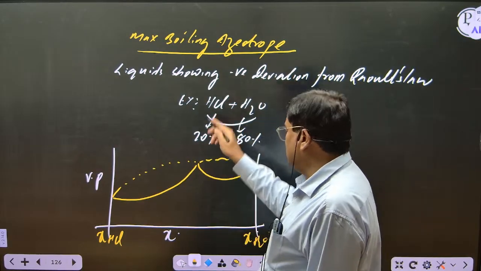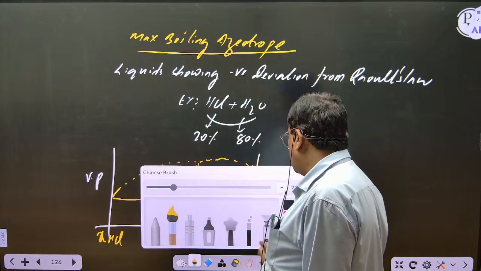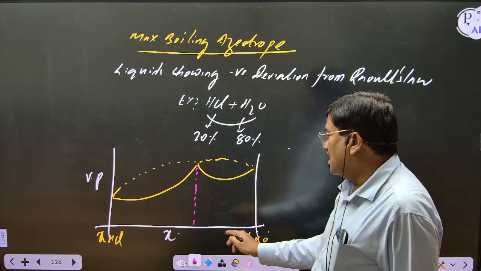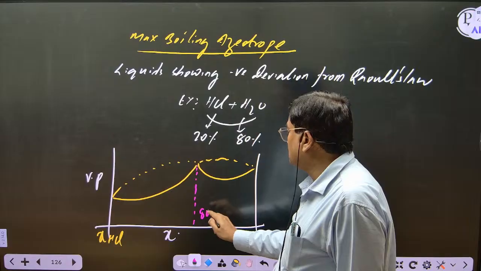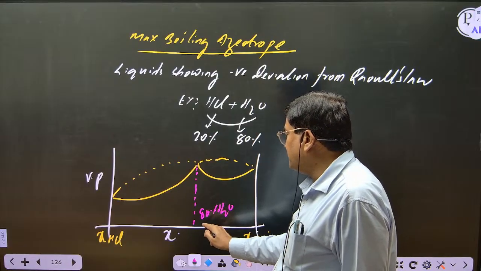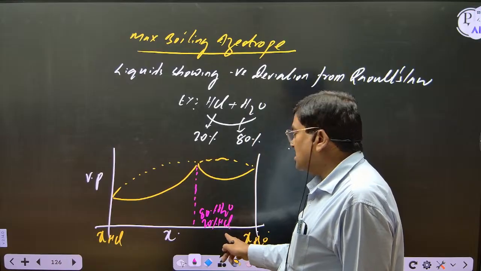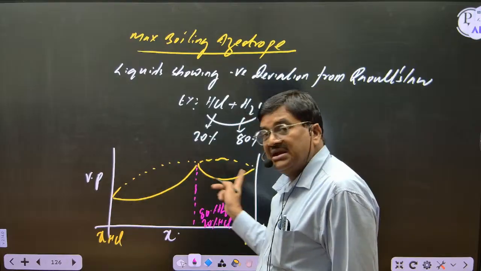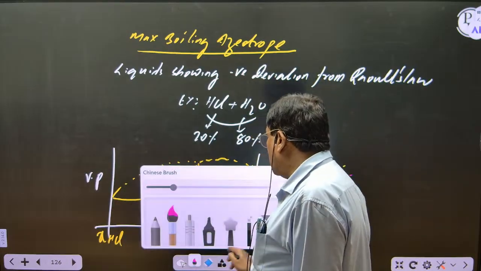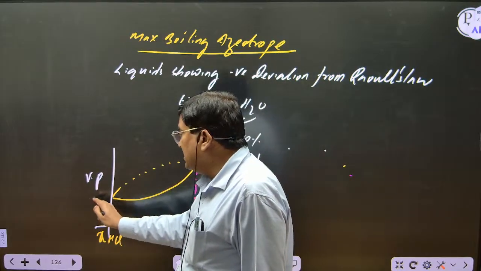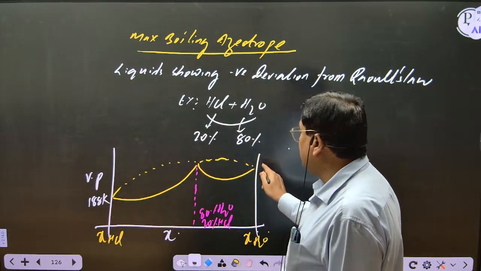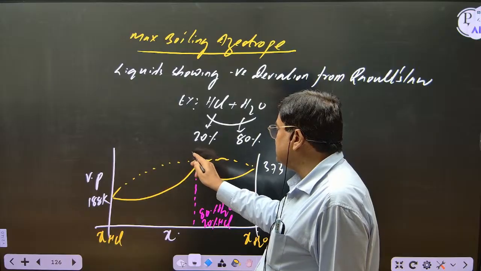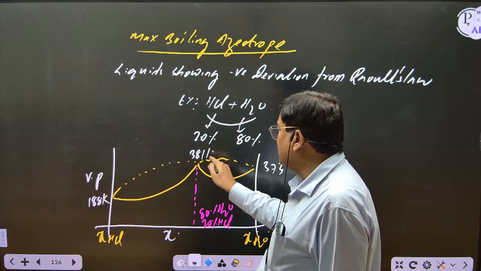Now see where this point is coinciding. The composition in the liquid phase and the vapor phase is the same. At this composition we get 80% water and 20% HCl, and this is called the azeotropic mixture. Both liquids will boil at a temperature higher than both pure liquids. The boiling point of HCl is 188 Kelvin, and water boils at 373 Kelvin. The azeotrope is higher than both, coming at 381 Kelvin.